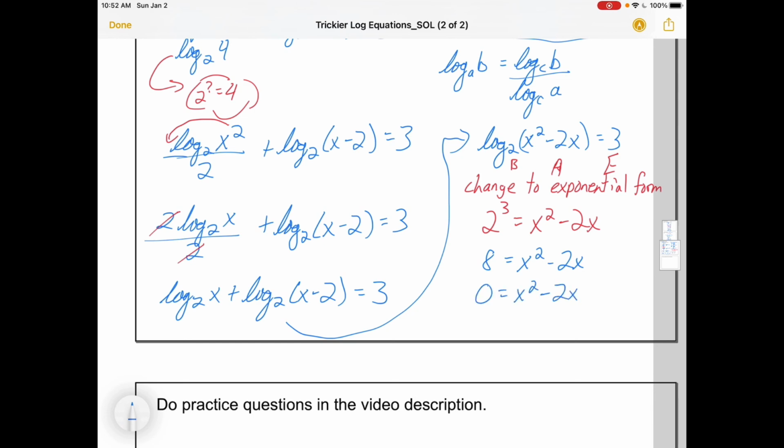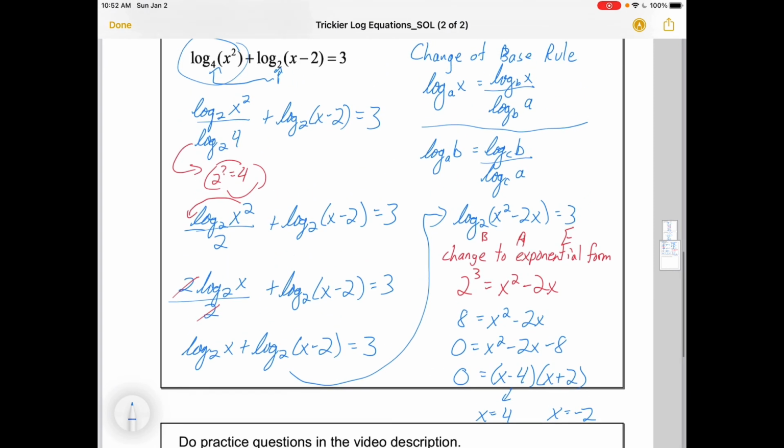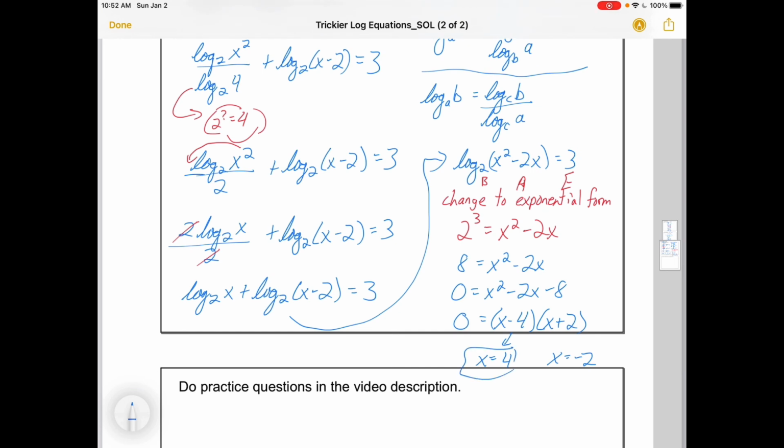This is so exciting. And we'd make one side 0, we'd factor it, look for magic numbers that add to -2 and multiply to -8. Those would be -4 and +2. And so we'd get x equals 4 and x equals -2. Those are our answers, as long as they both work. Let me see, can I put 4 into here? Yep. Can I put 4 into here? Yeah, it'll give me log base 2 of 4 minus 2, which is 2. So 4 is an answer.